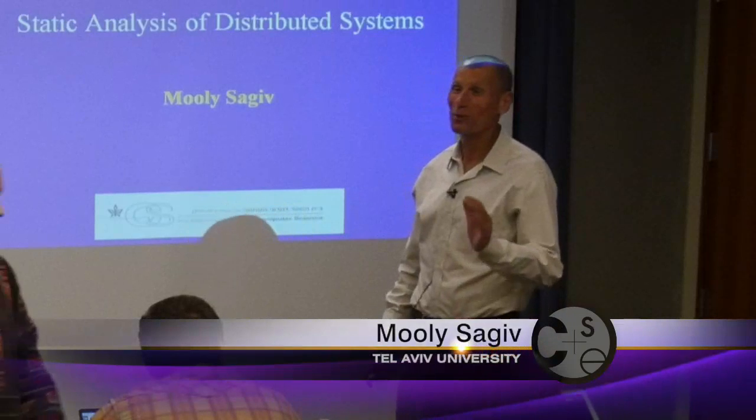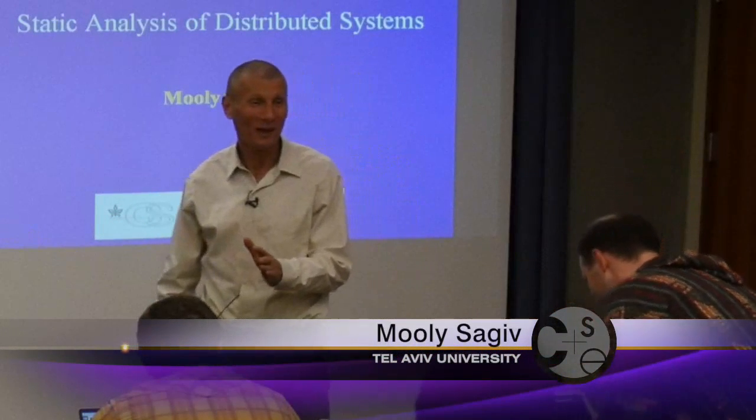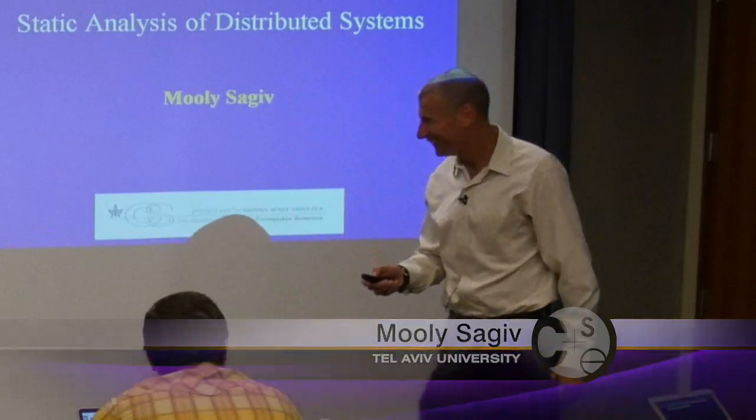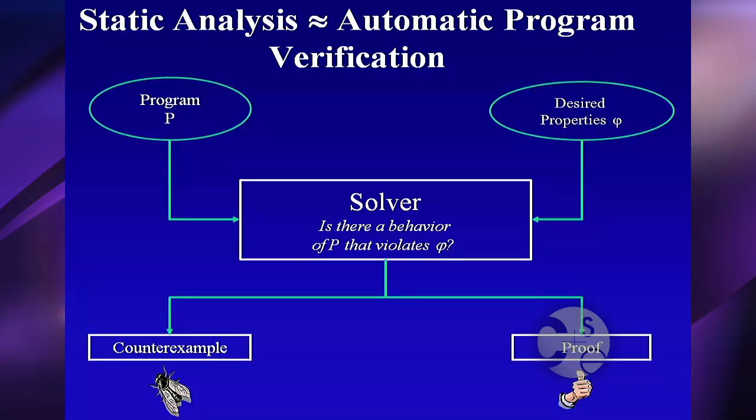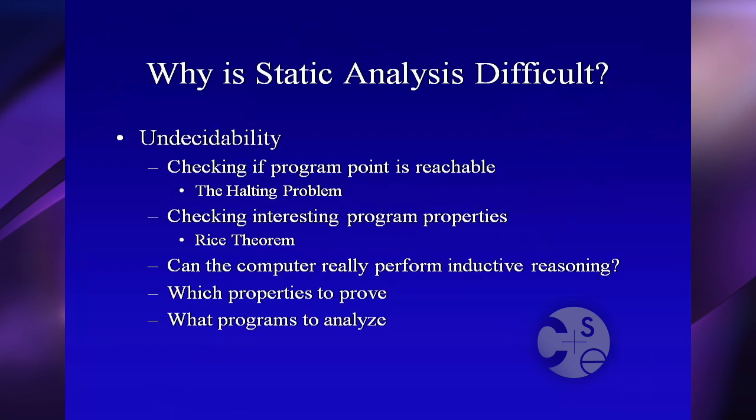Thank you very much. I'm kind of coming from the opposite direction. I thought that everything could be done automatically, so maybe we are in the middle. So the goal here is that we have a program and we have some property and we want to develop some automatic tool, hopefully, that can actually either find a bug or find a proof that the property holds. And as we know, all of these properties are undecidable, so we don't know how to check if a point is reachable, we don't know how to check interesting properties, and actually, as Zach said, it's really hard for the computer to do some inductive reasoning.